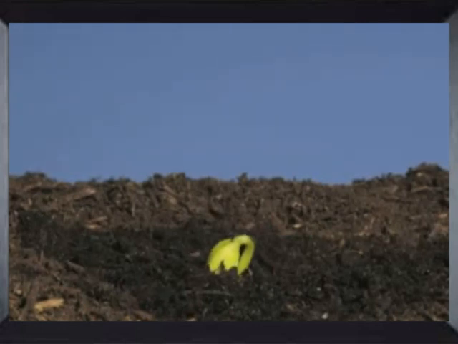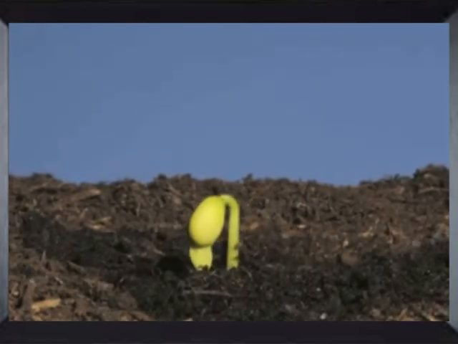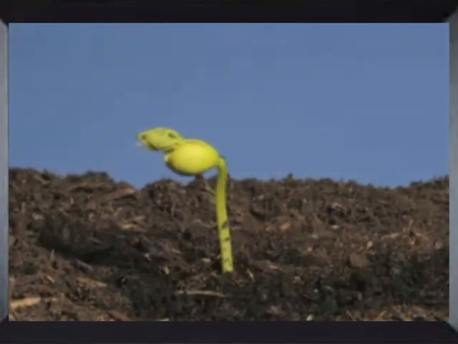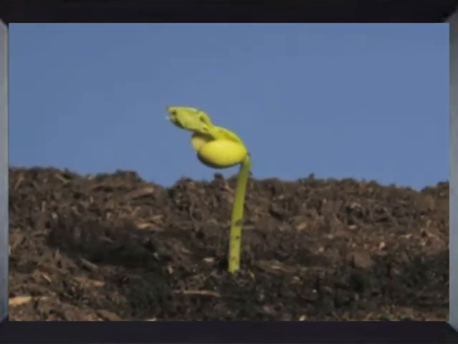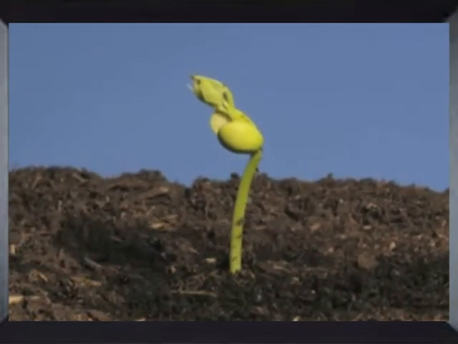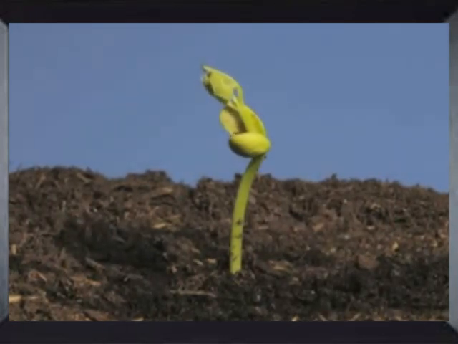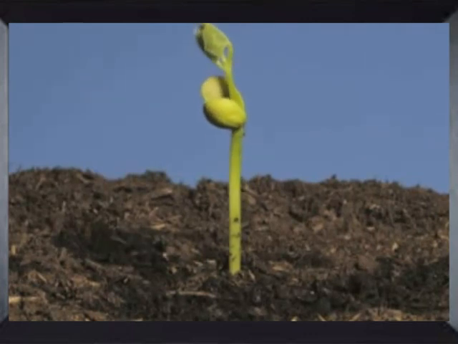The hypocotyle then straightens and elongates, carrying with it the two cotyledons, which turn green and leafy. They start manufacturing food for the growing seedling. The plumule, which is lying between the two cotyledons, begins to grow into the first foliage leaves, which start manufacturing food.